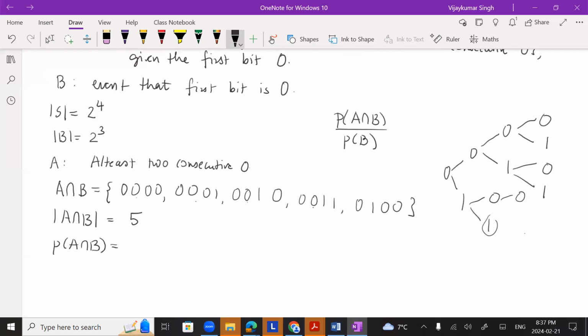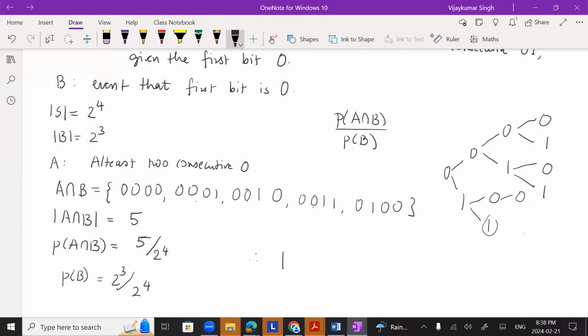Is going to be what? 5 divided by 2 to the power 4, right? And then similarly, what is the probability of B? It is 2 to the power 3 divided by 2 to the power 4. Do you agree? Yeah. So therefore, what do I get?